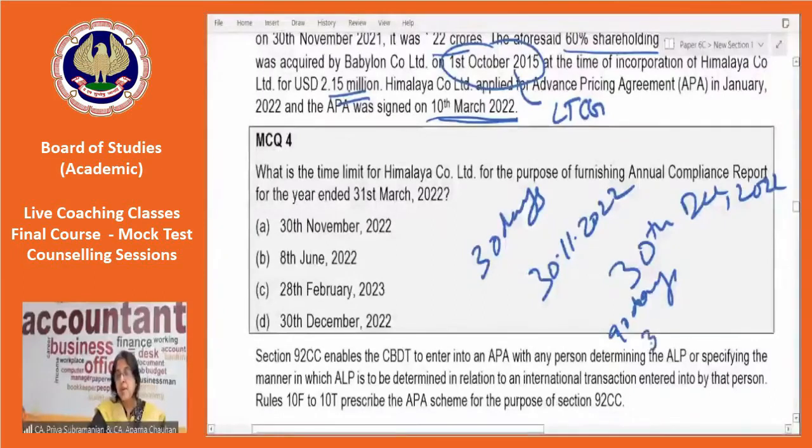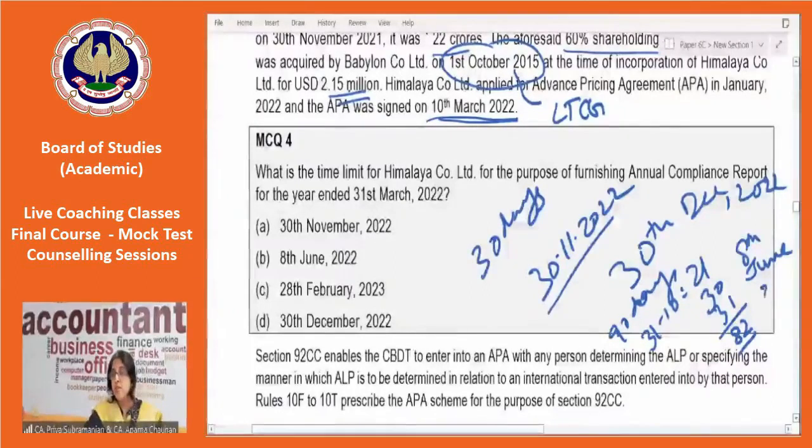So you will have 31 minus 10, 21 days here, plus 30 days in April, 31 days in May, it comes to 82 days. So 8 more days, 8th June. So it's the later of these 2 dates. It's either 8th June 2022 or 30/11/2022, the later of the 2 dates. So the later will be 30th December 2022. You have to file the annual compliance report. This is the APA scheme, as per the APA scheme, in Rule 10F.